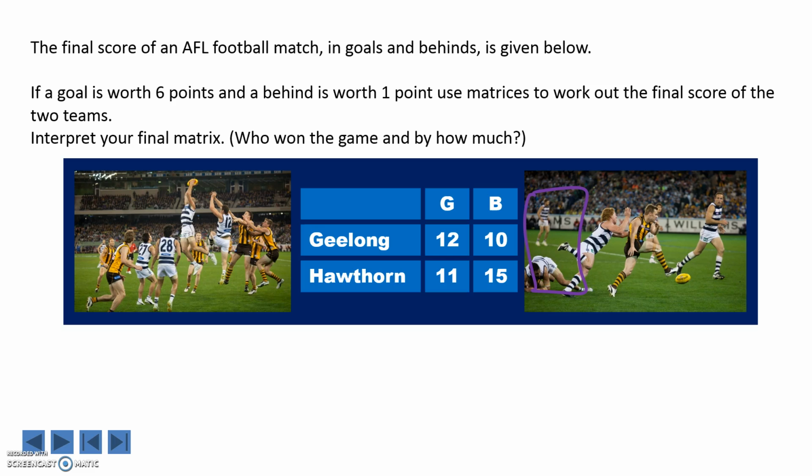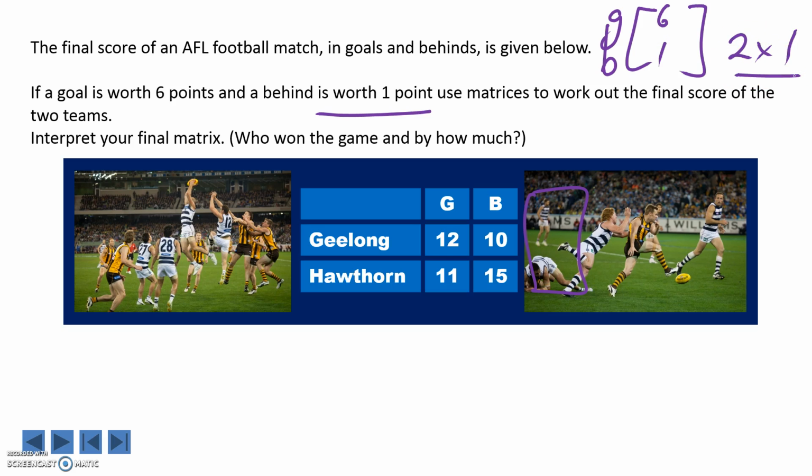If we know that a goal is worth 6 points, and we know that a behind is worth 1 point, we could do a matrix of that, a 2 by 1 matrix. Interpret your final matrix: who won the game and by how much. So we've got to try and work out which way we're going to multiply them. So let's have a look at this.